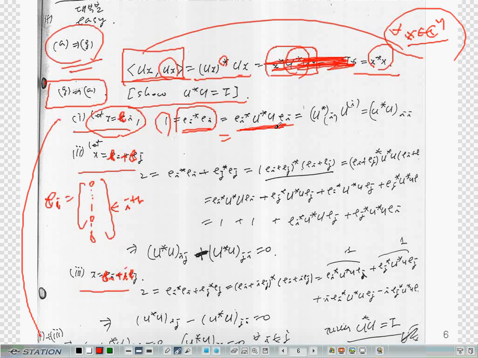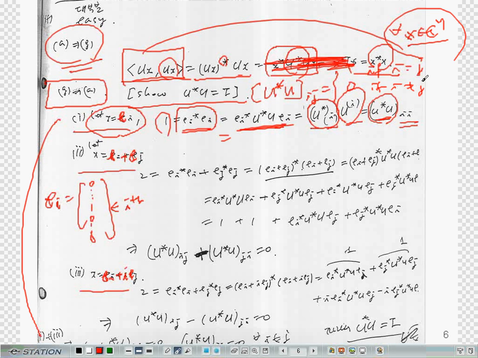Okay, but this says this is the product of the i-th row of this matrix and the j-th column of this matrix, which says the ij-th element of this matrix U*U. So we want to show U*U, the ij element, is equal to 1 if i is equal to j, and 0 if i is not equal to j. That's what we want to show. Okay? So from here we showed U*U's ii entry is equal to 1.